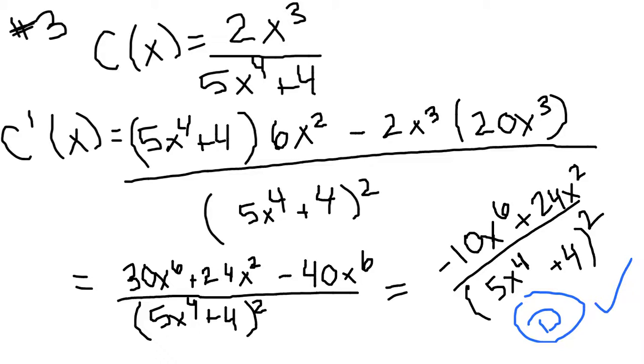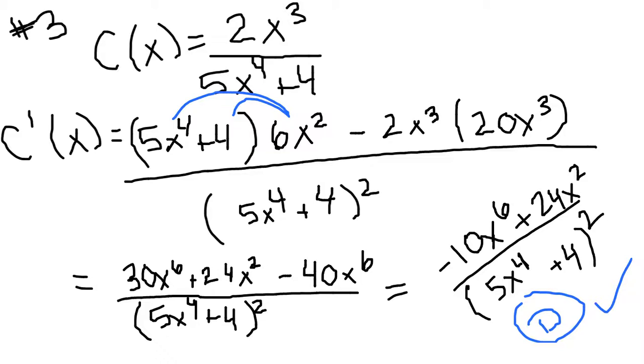And then that's all over the bottom squared right here. So this next step, I'm just simplifying. I multiply this 6x squared times both the 4 and the 5x to the 4th, and that's how I get the 30x to the 6th and the 24x squared. Okay, so multiplying both of those in, that's how I get both of these here.